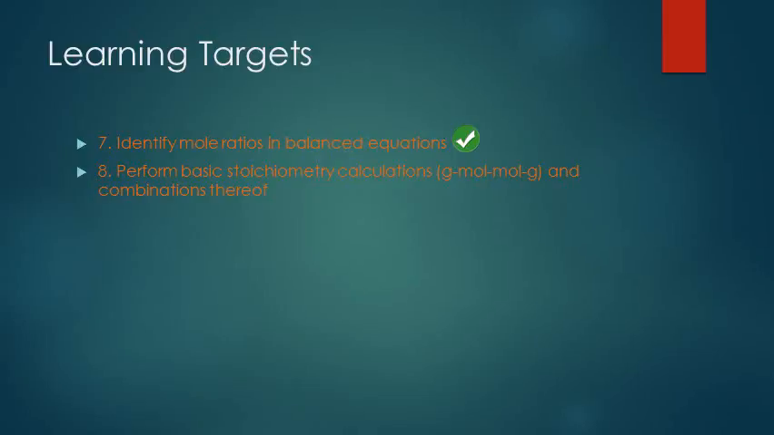Alright, in this lesson, we have identified how mole ratios in balanced chemical equations can be found. And then we have also looked at how we can perform some basic stoichiometry calculations, sometimes known as gram, mole, gram problems, or some combinations thereof when we don't need to use the entire problem-solving series.